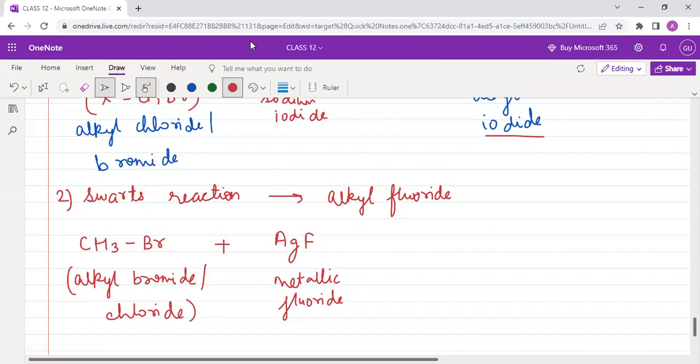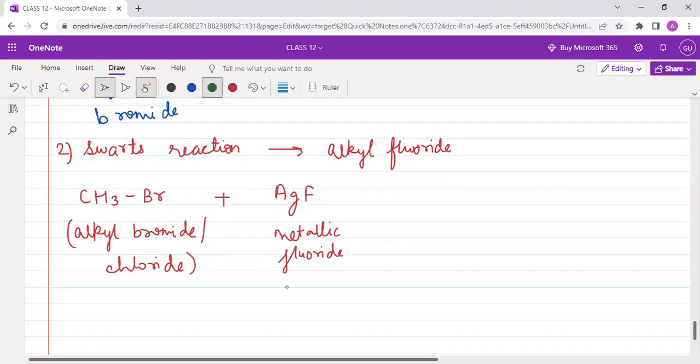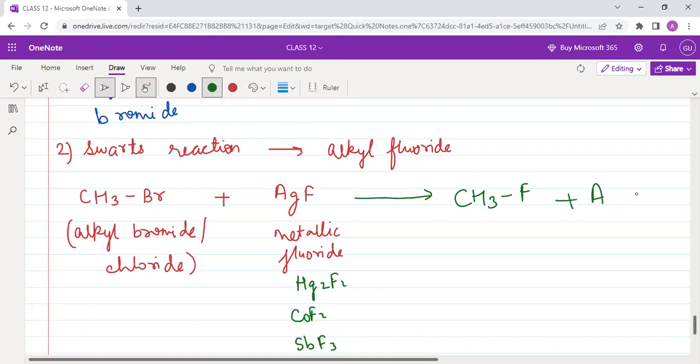So other examples of metallic fluoride you can remember. That is, apart from AgF, we have HgF2, we have COF2, and we have SbF3. So in this reaction, we have taken AgF right now. And now you can exchange the halogens. So CH3 will combine with F, so it will form CH3F, and Ag will combine with Br. You can see here that halogen exchange is taking place.